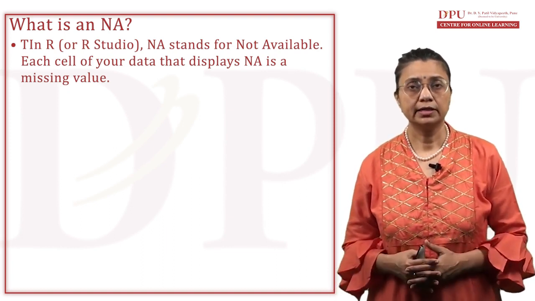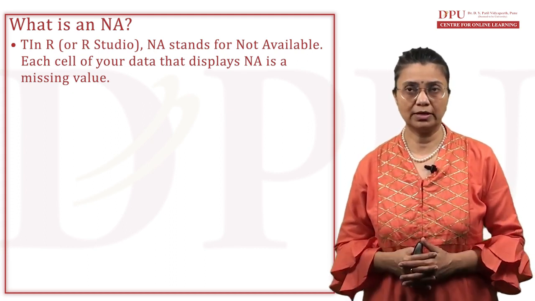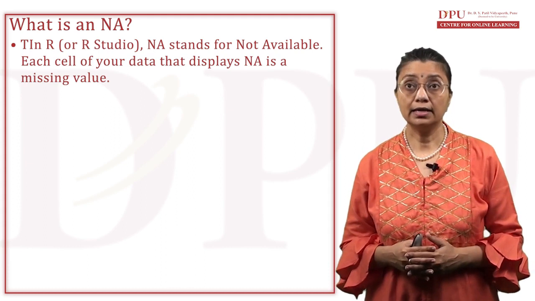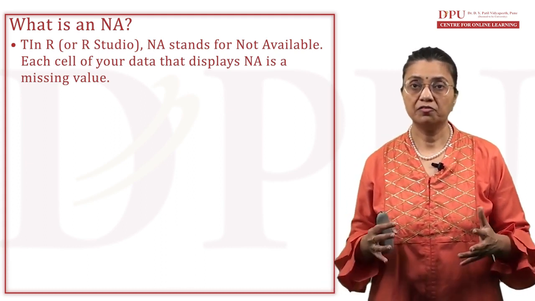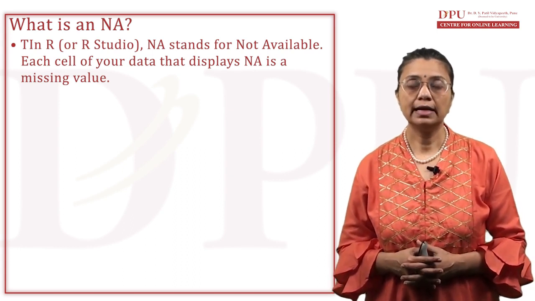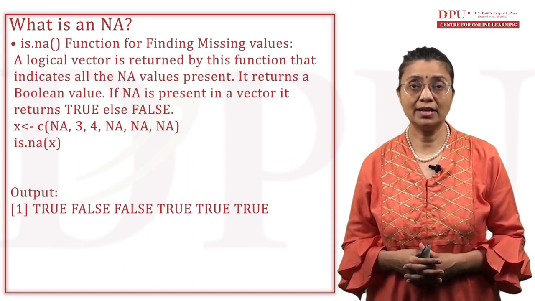Can we reject it? Can we ignore it? Or can we replace it with some approximate value? That is why dealing with NA or not available values is very crucial when we are preparing the data for analysis. We have seen the is.na function for finding missing values.